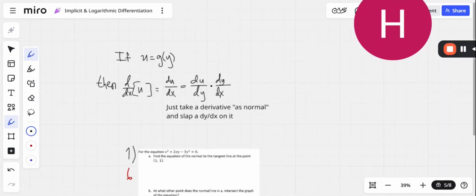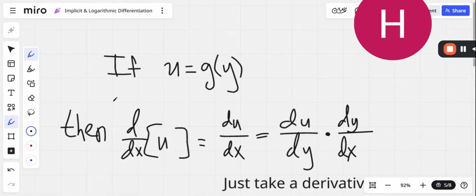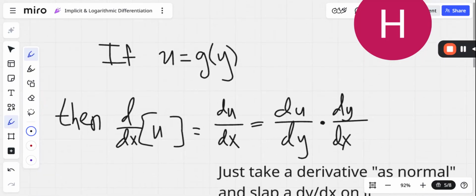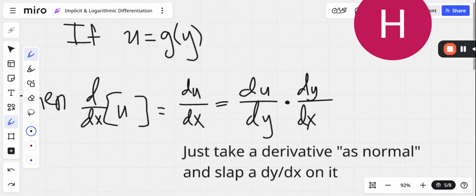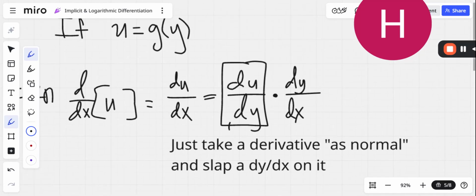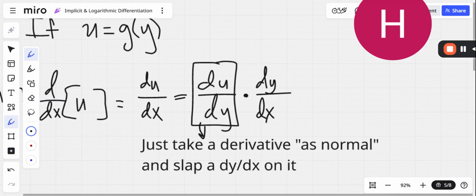Alright, so first let's just take a little recap about implicit differentiation, how it works. So if we have some expression u, which is a function of y, g of y, so it can be something happening to the y, like y squared, y cubed, sine of y, that kind of thing. Then the derivative of u, which we call du dx, can really be thought of as just the derivative of u with respect to y. And for this part, we just take a normal derivative. We just treat y like it's the variable, and we take a derivative with the power rule or whatever it is you have to do. We treat it as a normal derivative, and then we have to multiply by dy dx. We slap a dy dx on it.